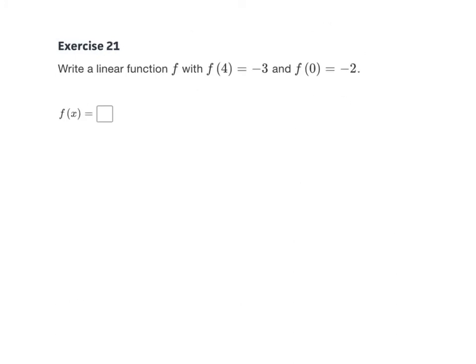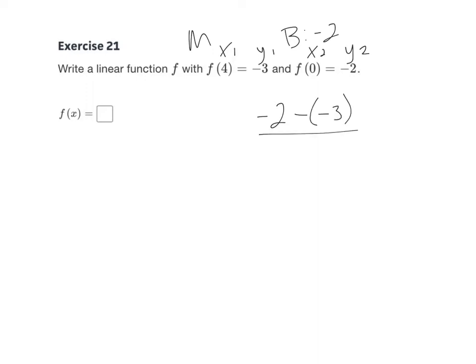21, we've got our m, which we're going to find, our b, which is paired with the 0, so in this case, the b is -2. To find our slope, I've got x1, y1, I've got x2, y2. Using the slope formula, we would have -2 minus a -3 over 0 minus 4.